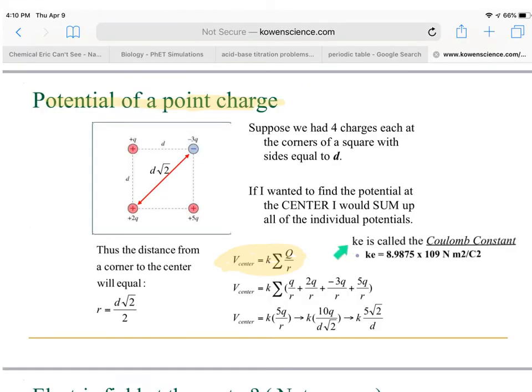Again, I have my reminder here of what Coulomb's constant is, and then our potential equation that I need you to copy down is going to be right here. We're going to explain that to you on the next couple of slides.